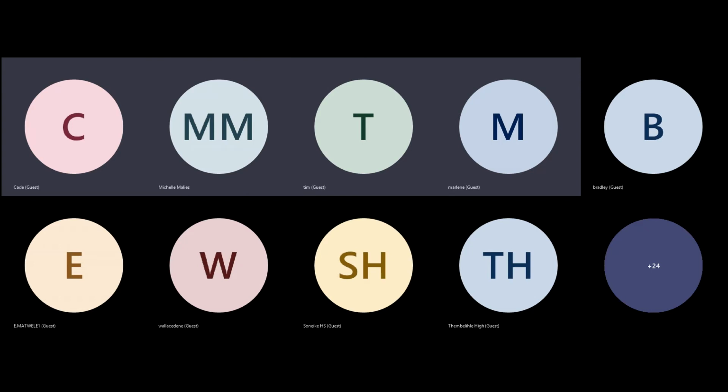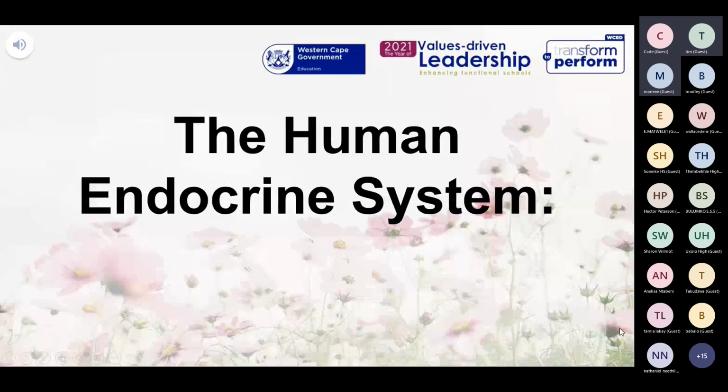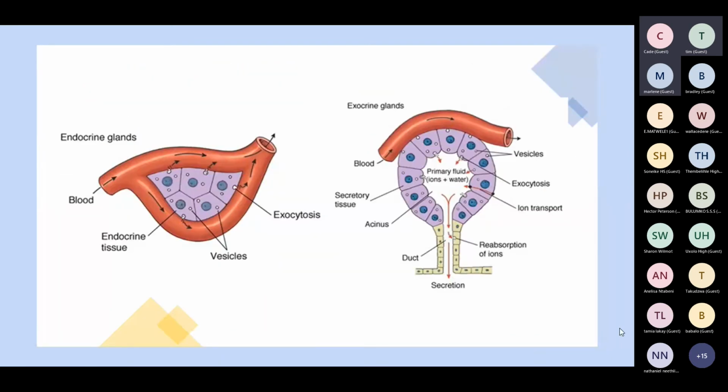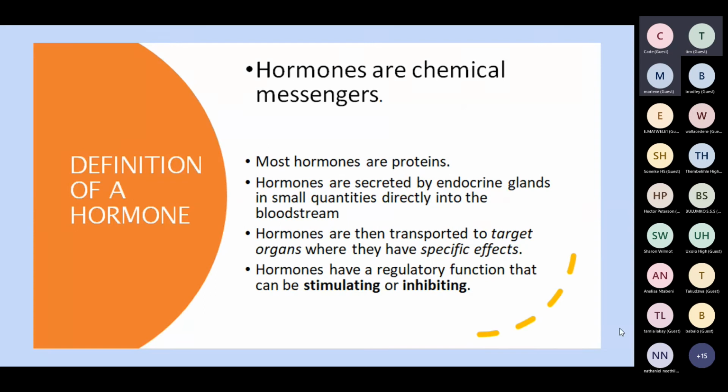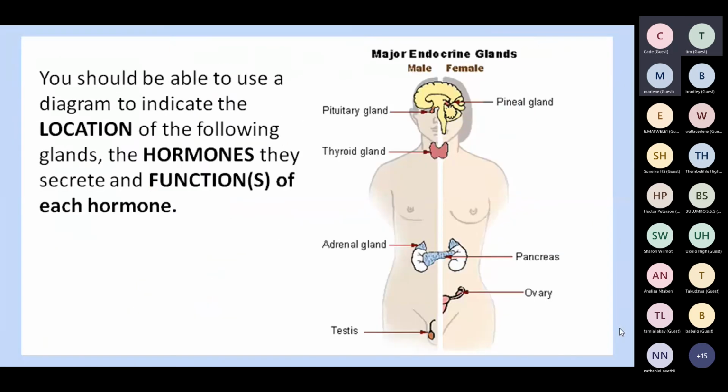We've done a lot this morning. We have 5 minutes left. We've done a lot this morning, so let me just go through everything. We've dealt with the endocrine system. We looked at what the glands are, exocrine and endocrine glands. We've looked at the definition of a hormone. You need to know the position and the functions of the glands, the location, the hormones and their functions.